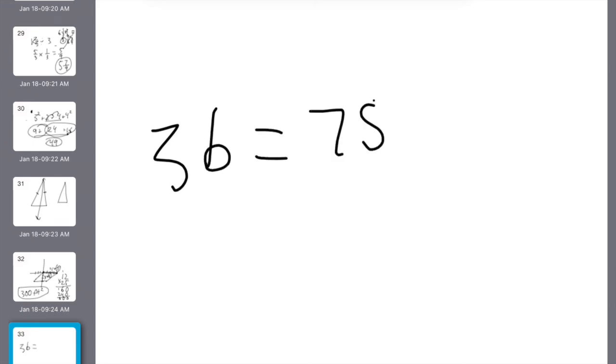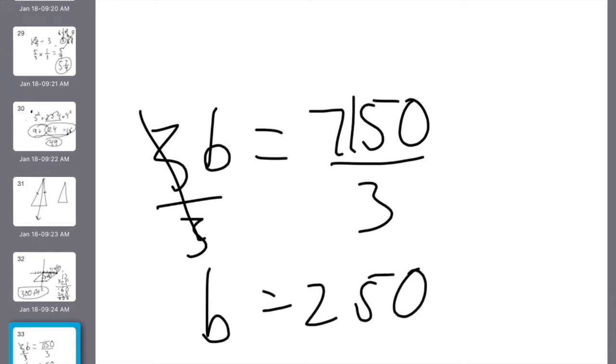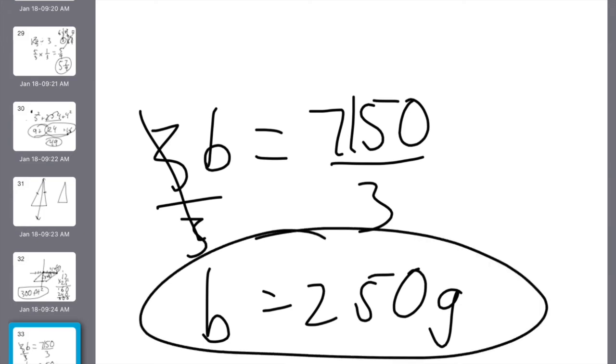Number 30. 3 identical boxes are balanced on one side of the scale and 750 grams on the other side. What's the math? Okay, guys, 3 boxes looks like this. 3 boxes equal 750. Divide by 3, divide by 3. Cancel. Gives me B. Divided gives me 3 goes into 7 twice. That's a 6. It's a 1. 3 goes in there. 5, 0.